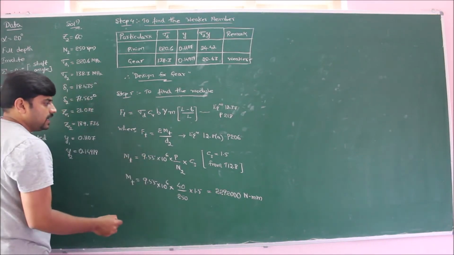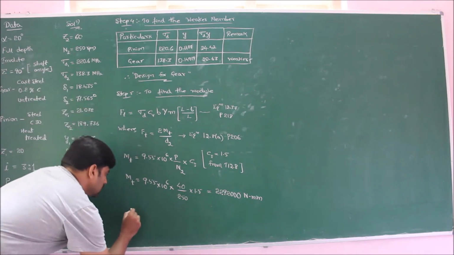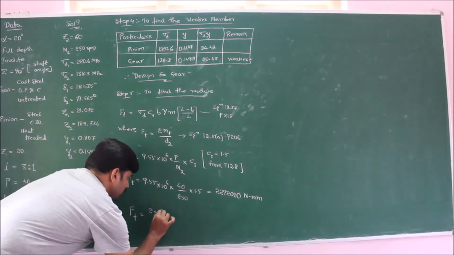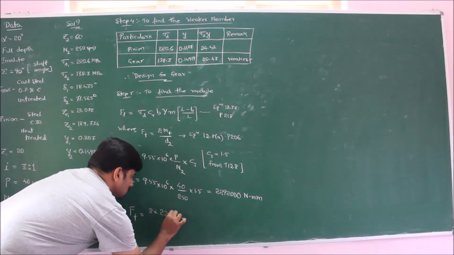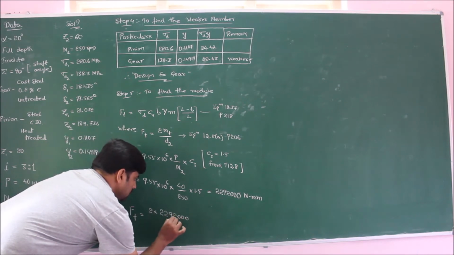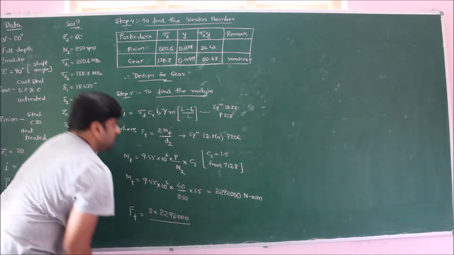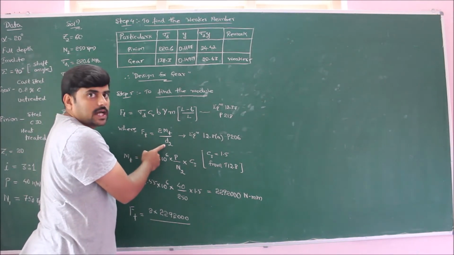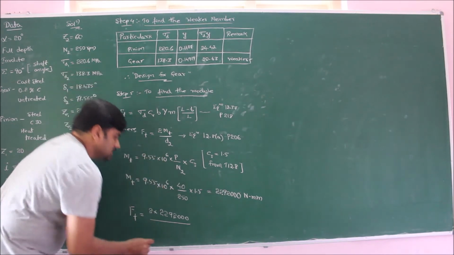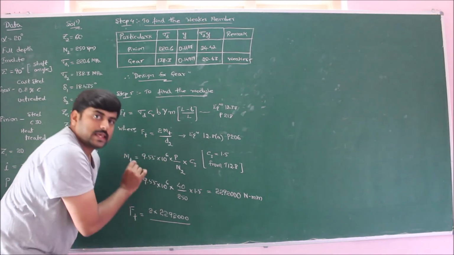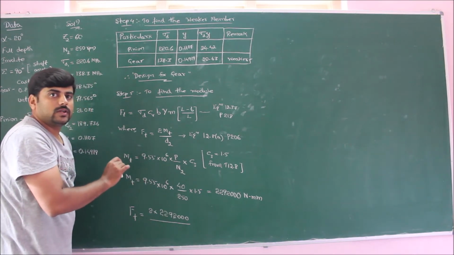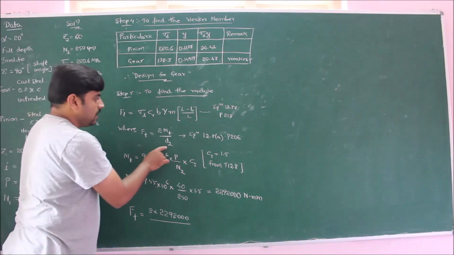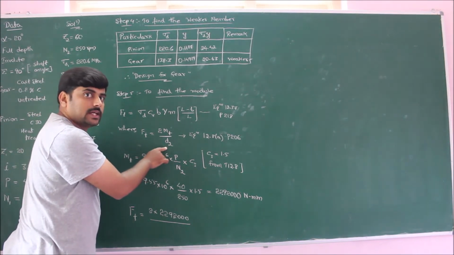Substituting into this equation, I will get the value of Ft as Ft is equal to 2 times 22,92,000 as the torque we have, divided by d2. Since d2 is unknown, I already explained we should express the unknowns in terms of module. That is, d is equal to mz. From the definition of module, we know that module is nothing but the ratio of pitch circle diameter to number of teeth. So therefore, pitch circle diameter is equal to module times the number of teeth.